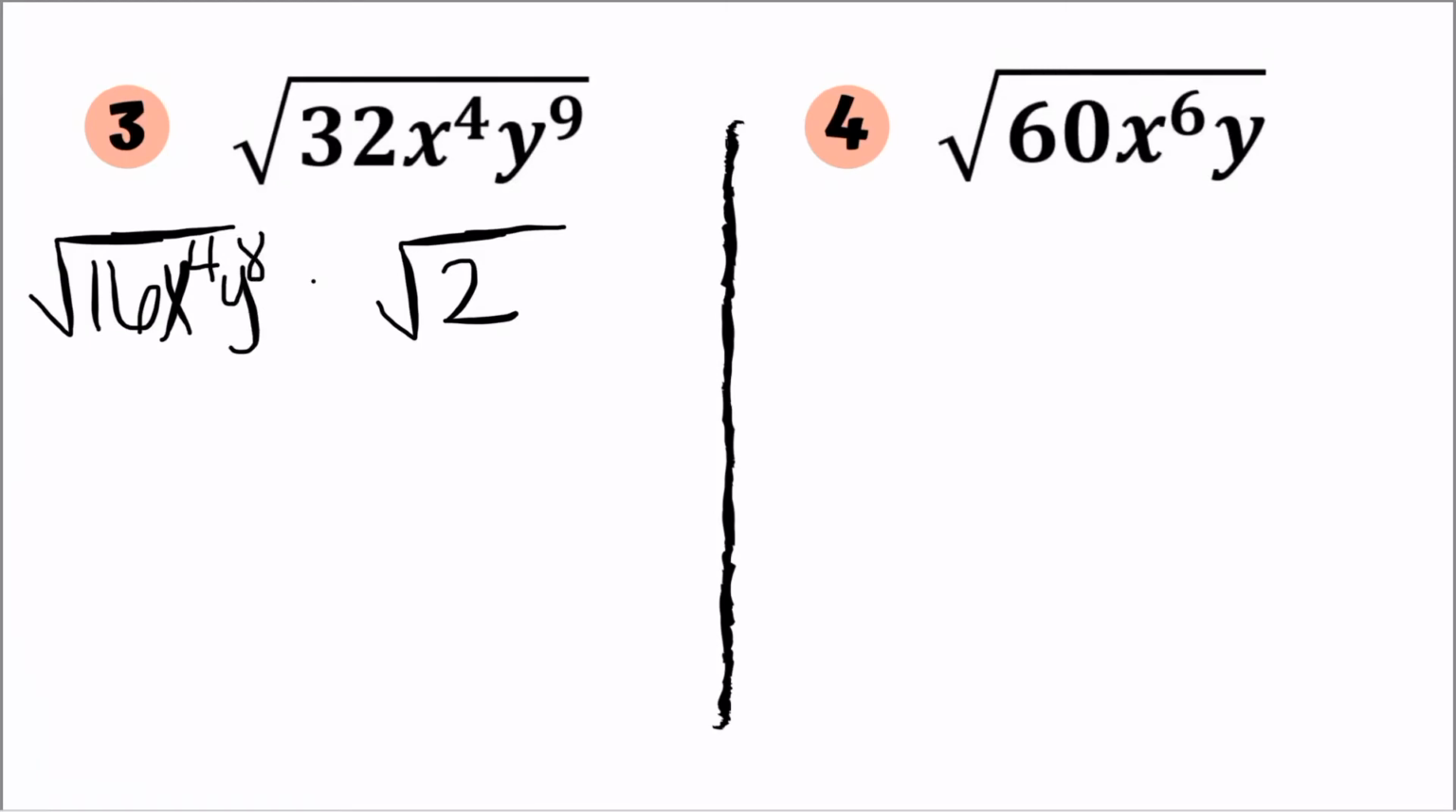Now whenever I do that, I'm going to have 1 left over and I'm going to put it in this radical that can't be simplified further. So now I can just go ahead and simplify this.